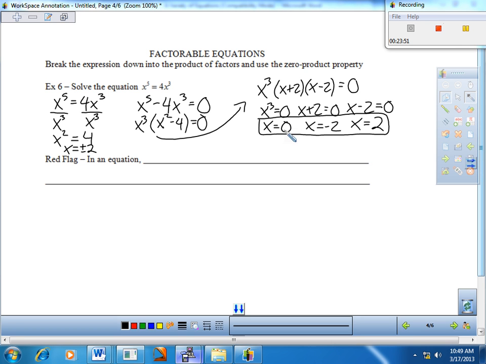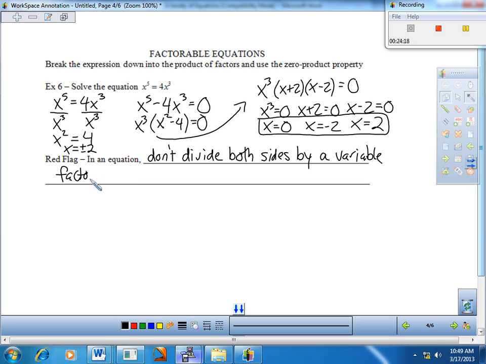All right, so long story short, red flag. In an equation, don't divide both sides by a variable factor. That's probably not the best way to phrase it, but I think it suffices here. So don't divide by a variable factor because you lose the solution. Potentially. Most likely. In this case, we did.